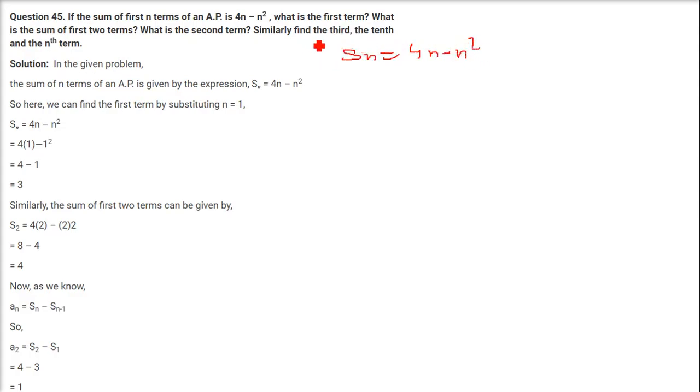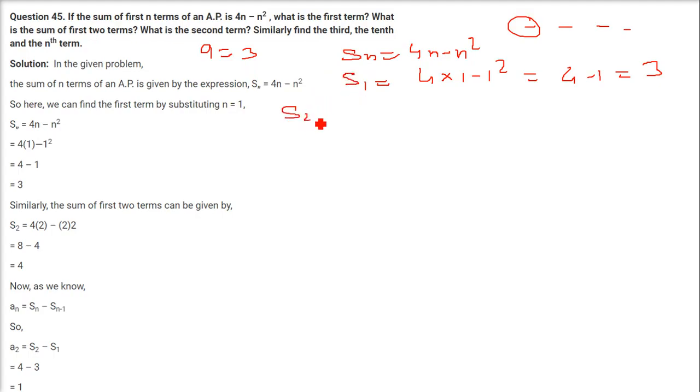What is the first term? So just take S1, because if you have one term, sum of first term will always be the first term. So 4 into 1 minus 1 square, that is 4 minus 1, so 3. So first term, that is A, is 3. How to find out the second term?